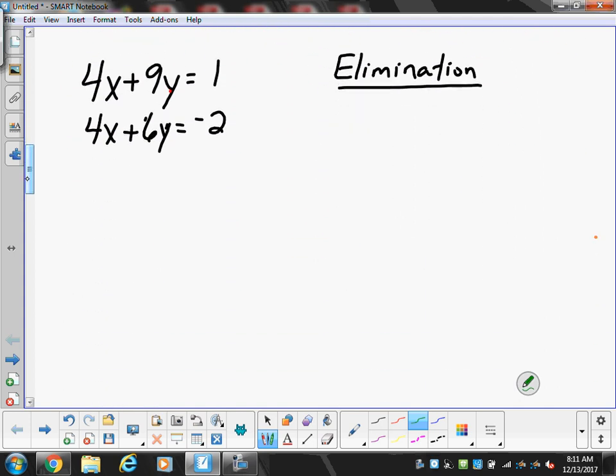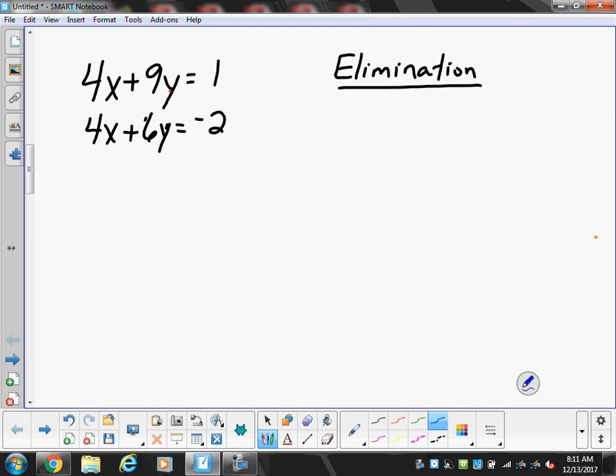So the other method, when we don't have a variable that's already solved for, so in this case, none of the variables are by themselves. The x's both have 4's within them, and the y's have a 9 and a 6, and so none of the variables are by themselves. So when you have that, you're going to use elimination. And for elimination, one of your variables needs to have additive inverses as the coefficients.